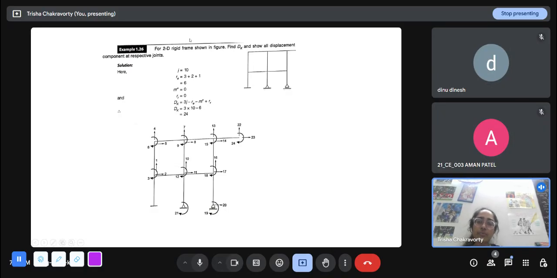For this 2D frame, find DK and show all the displacement components. Number of joints is the same as previous, except there's one more here, because all free ends are also separate joints, since they also have 3 degrees of freedom. RE is 3 plus 2 plus 1, 6, and we get 24. Since there are no rigid members, all these unrestrained points, 1, 2, 3, 4, 5, 6, 7, all these 7 points have 3 degrees of freedom: 1, 2, 3, 4, 5, 6, 7, 8, 9, like that we have written 3.